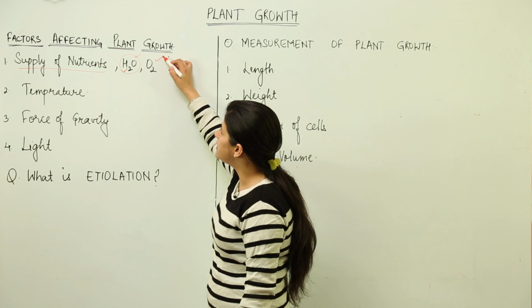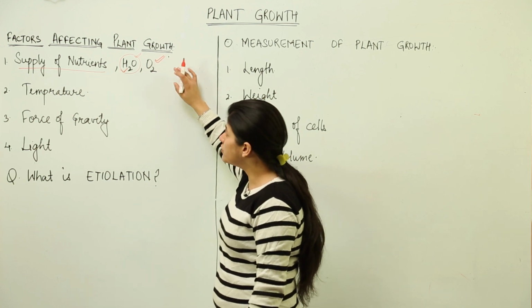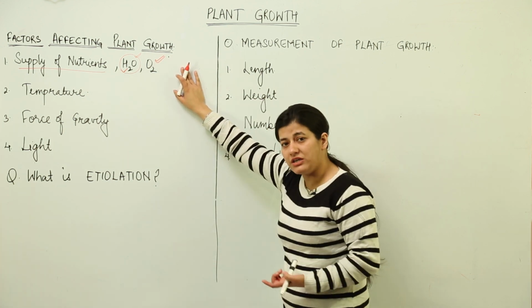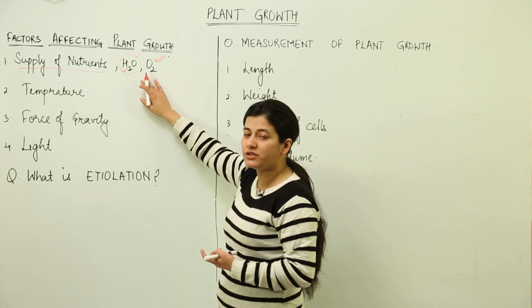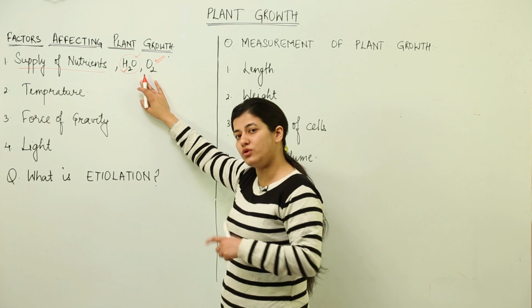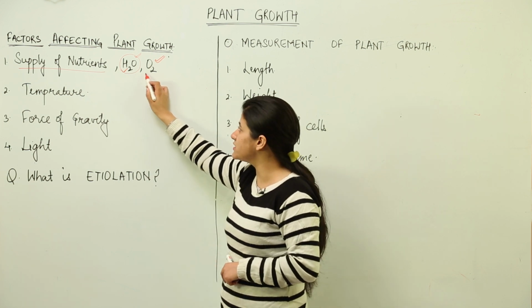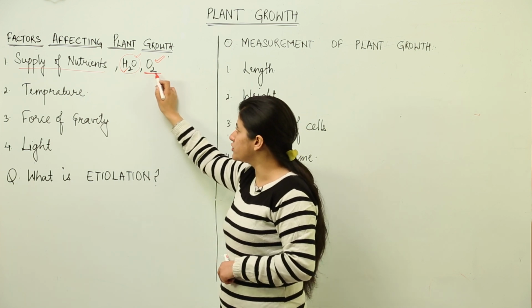Next one is availability of oxygen. Plant cells are living, so they need oxygen for their respiratory processes, and in their later stages they are able to produce their own oxygen by the process of photosynthesis. So oxygen also plays an important role.